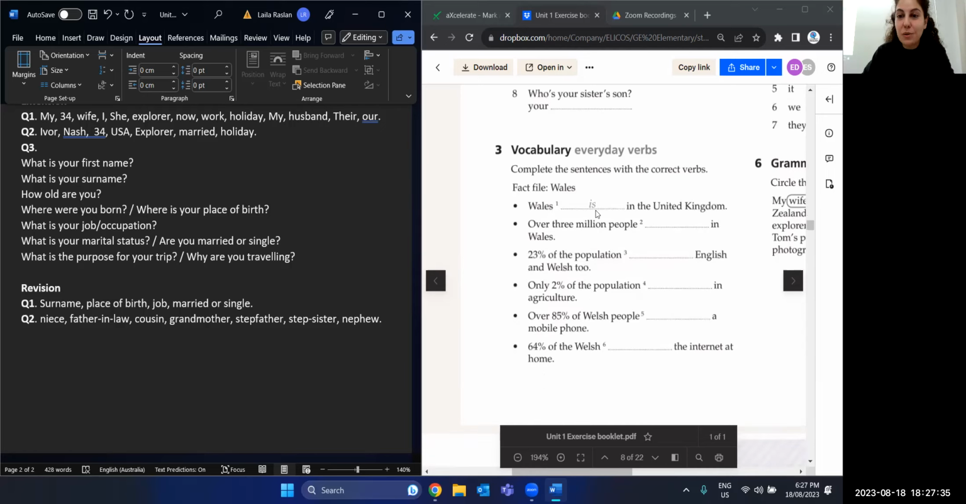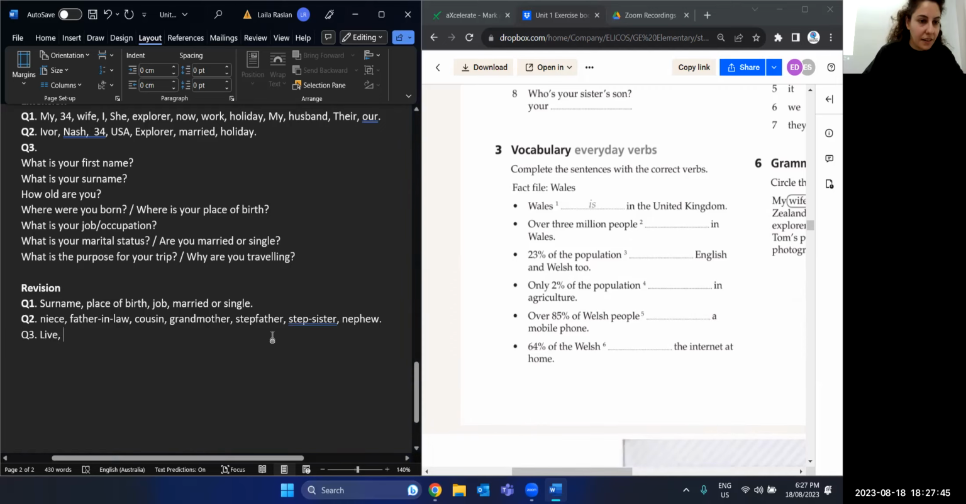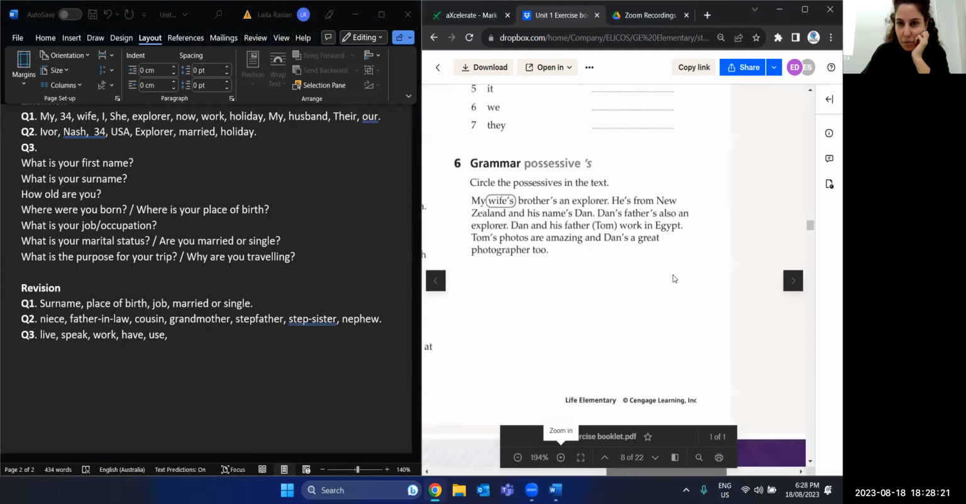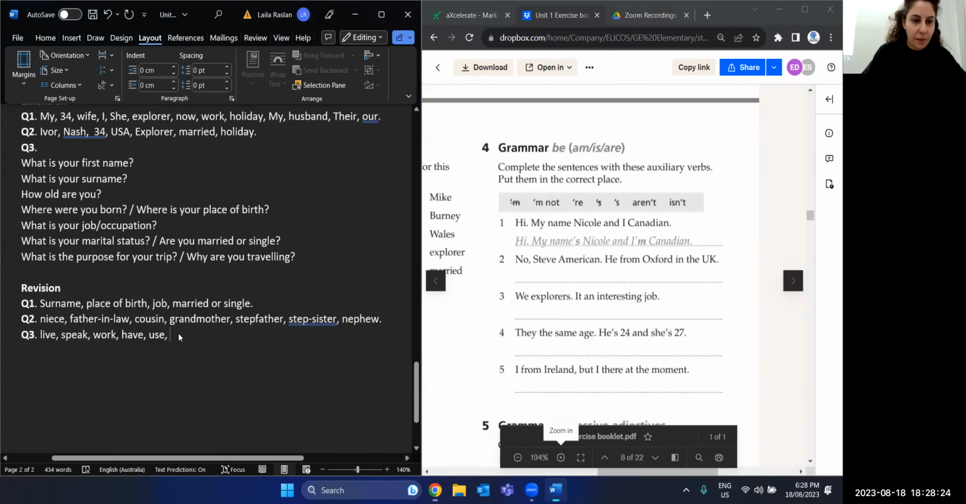Okay, everyday verbs. Wales is in the United Kingdom. Over 3 million people live. Yep, live. 23% of the population speak English and Welsh too. Only 2% of the population work in agriculture. Over 85% of Welsh people have a mobile phone. 64% of Welsh use the internet at home. 2 more minutes. Let's finish number 4.